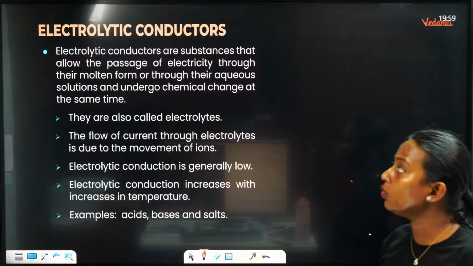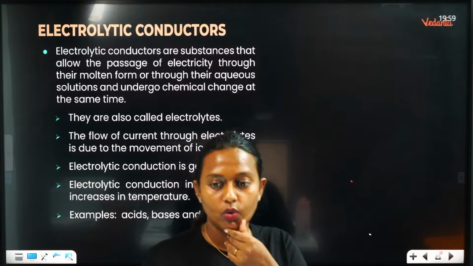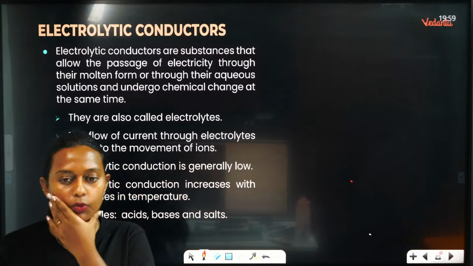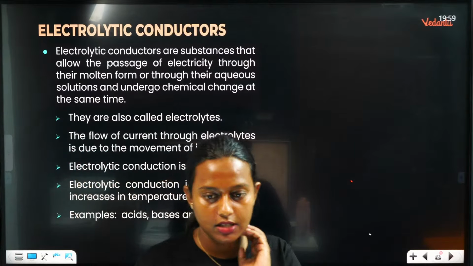So we are moving to electrolytic conductors. Okay, electrolytic conductors. Guys, are you ready?